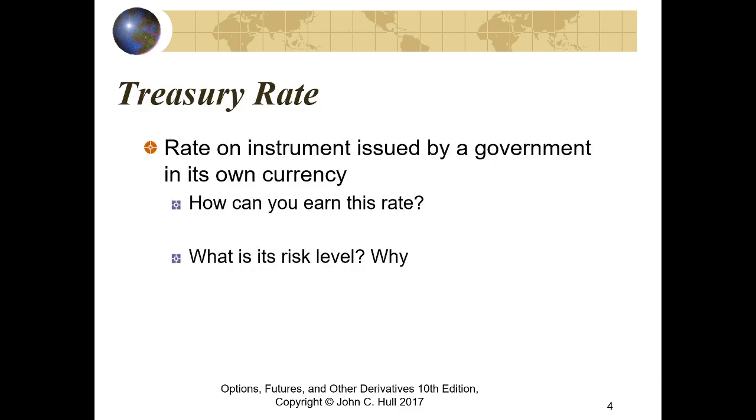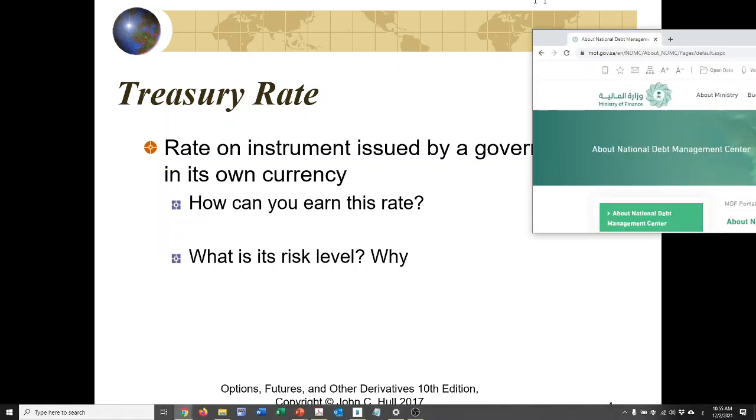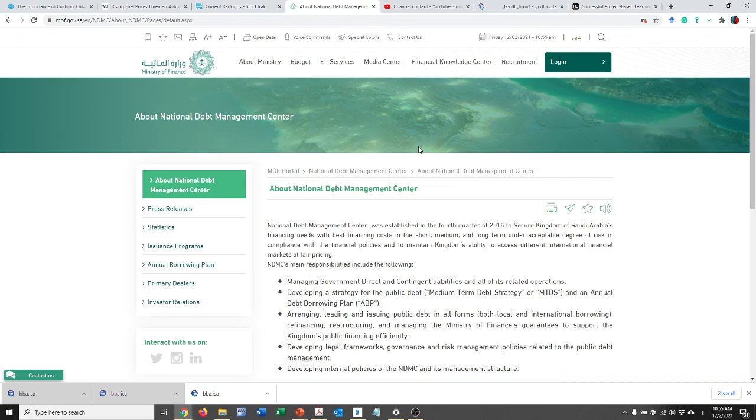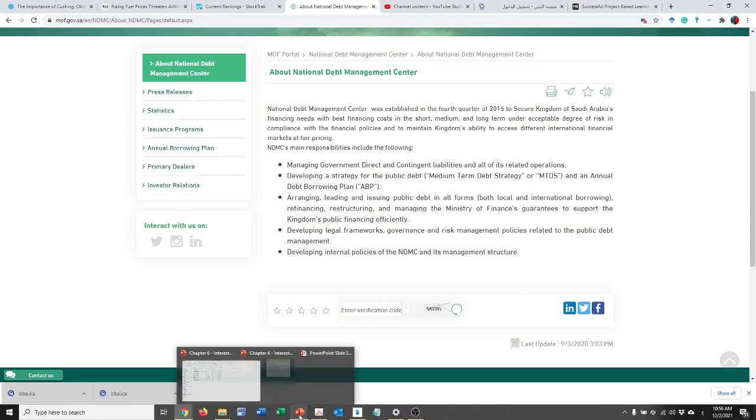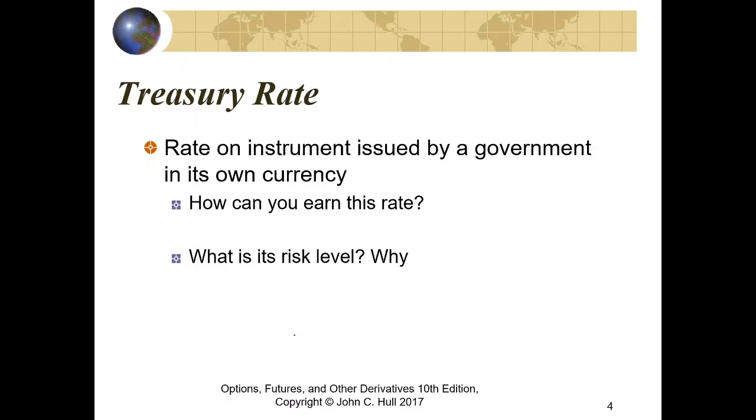Just to share with you their website. So this is the National Debt Management Center, and they are responsible for the issuance of a variety of debt instruments to the benefit of the government. Okay. Now, what do you think is the risk level of treasury rates?